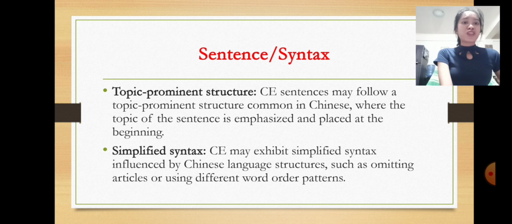Simplified syntax. Chinese English may exhibit simplified syntax influenced by Chinese language structures, such as omitting articles or using different word order patterns. For example, she go market yesterday, instead of she went to the market yesterday, reflecting simplified syntax influenced by Chinese language structures.